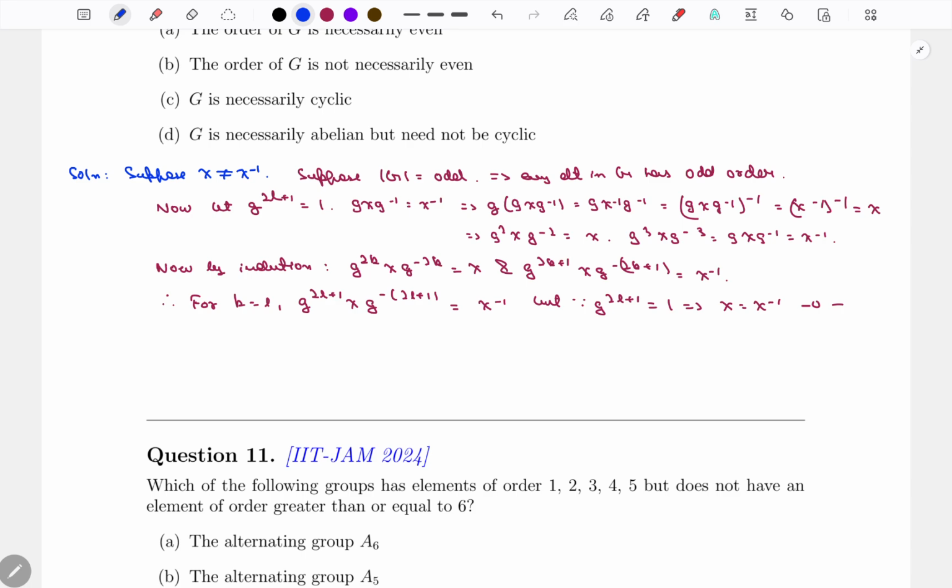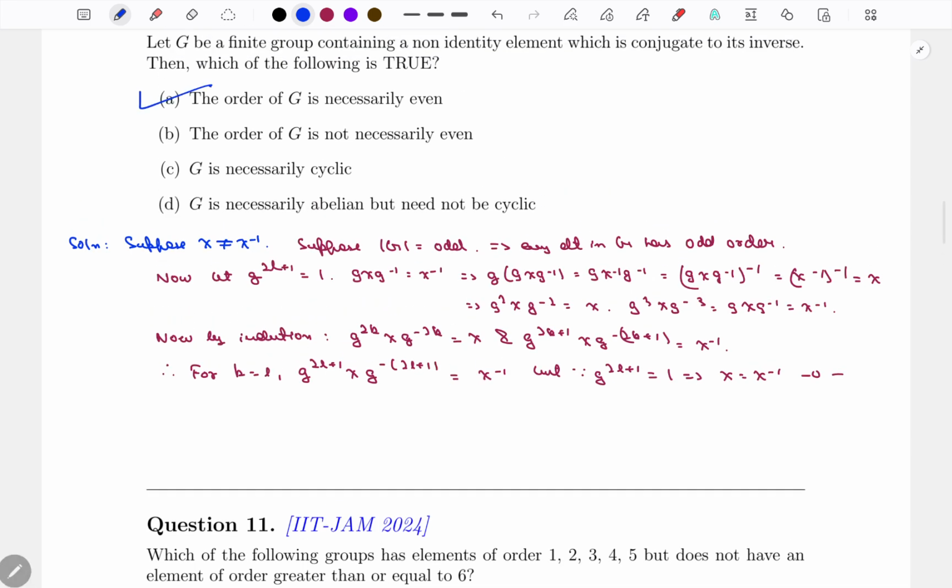Therefore the only possible case is x equal to x inverse. In that case, the order of x will come out to be 2, and hence the order of G is even. So the order of G is necessarily even, and that should be the correct answer.